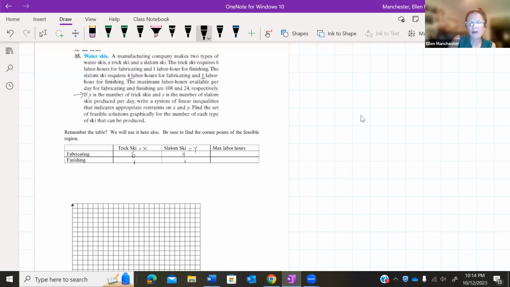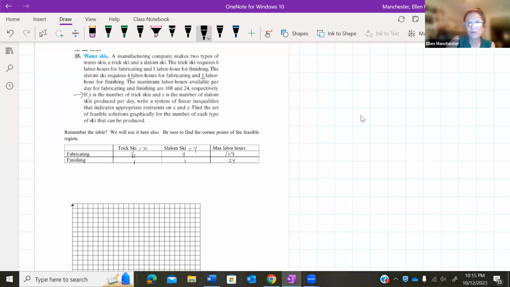The maximum hours available. Okay, so think about in business, you only have so many hours a day, you only have so many hours on a machine. There's lots of times that you're going to have to limit the number of hours that you can work on a certain project. So fabricating is 108. That's the most I can use. And finishing is 24. Maybe I only have 3 employees that can work 8 hours. So I only have 24 hours in a day. Okay, it's set up. You're good to go.